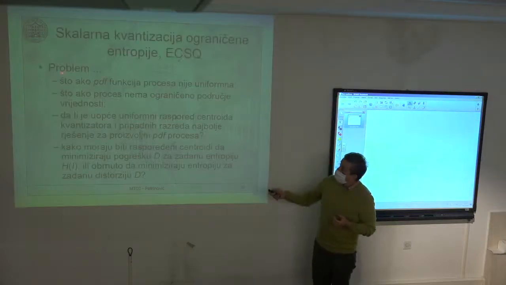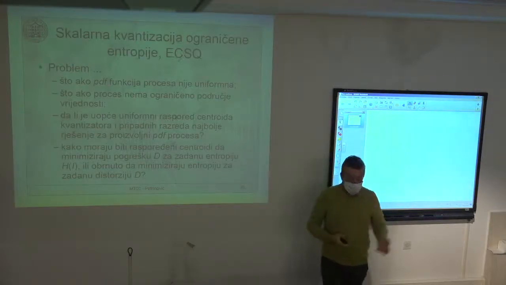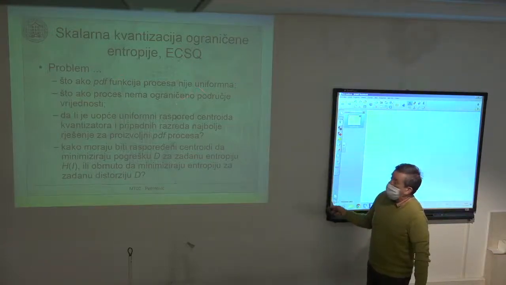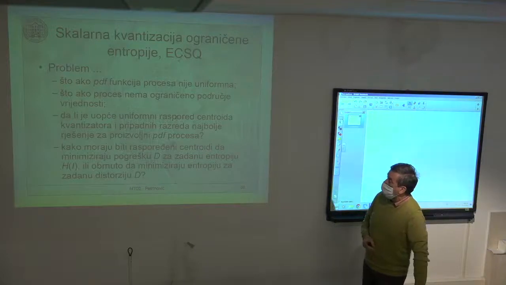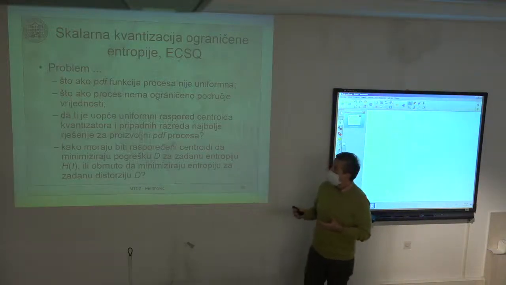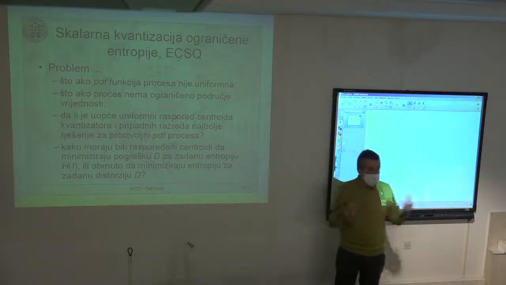So the problem is the following. What if this PDF is not uniform, as we have shown in this first example, but is some, for example, normal distribution, Gaussian function, or maybe it's a sinusoidal signal, because a sinusoidal signal doesn't have a uniform distribution.